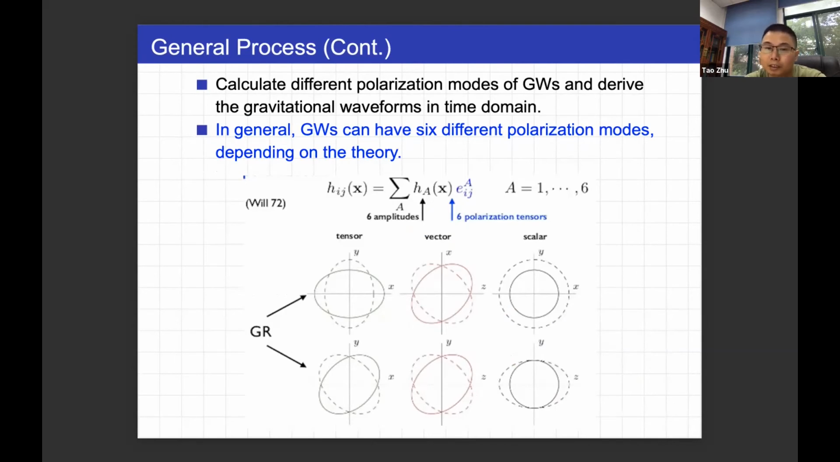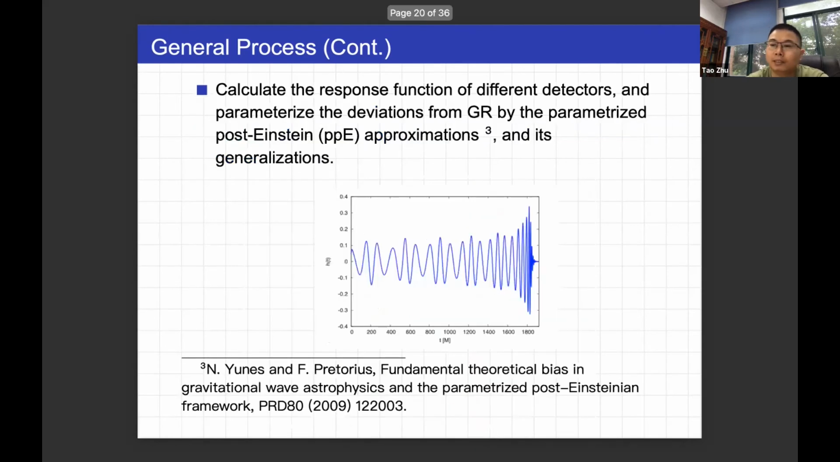As we have mentioned, in modified gravities, gravitational waves can have 6 different polarization modes, as you can see from this figure. In GR, we only have 2 polarization modes. But in principle, in modified gravities, we may have up to 6 different polarization modes. In order to test modified gravities, we also need to calculate the response function of different detectors and parameterize the corrections to GR by the parameterized Einstein approximations.